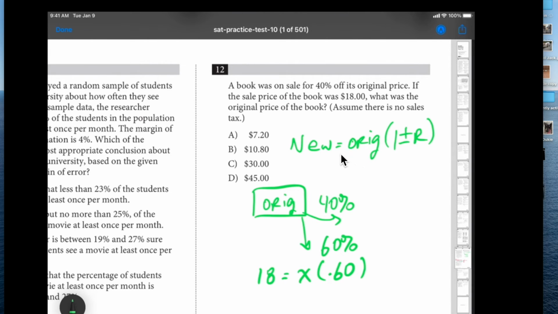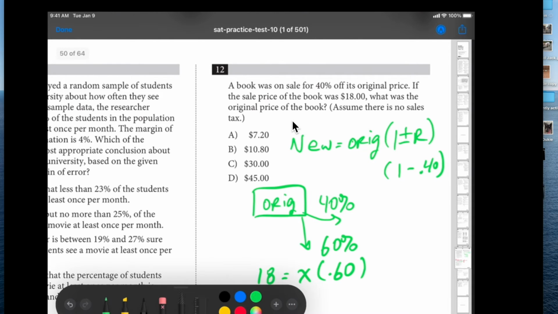All right, so look what we did here. The new price equals the original, which we don't know, times 1 plus or minus the rate. So we have 40% off, and 40% off means we're going to use minus. So 1 minus the decimal version of 40%, which is 0.6. All right, so let's compute this.